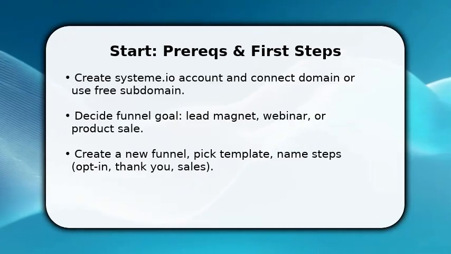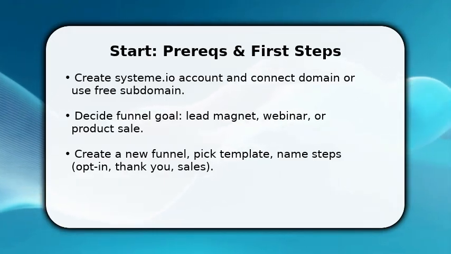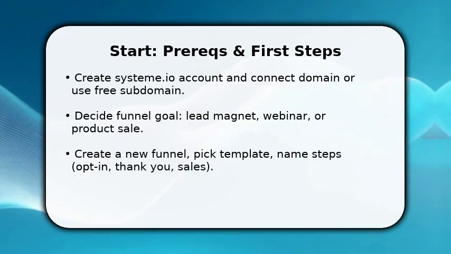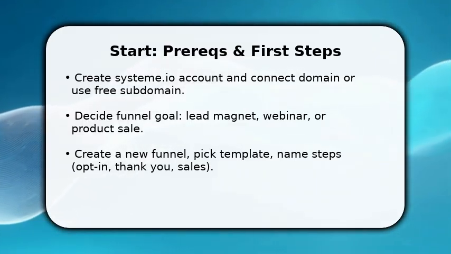You need the essentials: an active system, EO account, and a connected domain or subdomain so links look professional. First, choose a concrete funnel goal like webinar, lead magnet, or product sale because structure follows purpose. Then create a new funnel, choose a template that matches your goal, and name each step clearly.